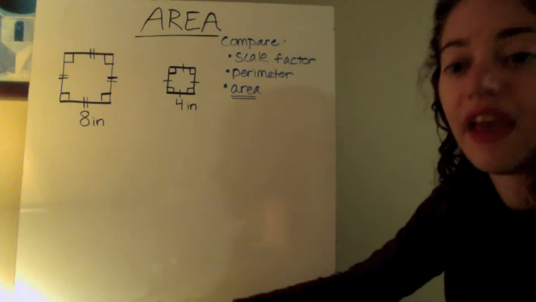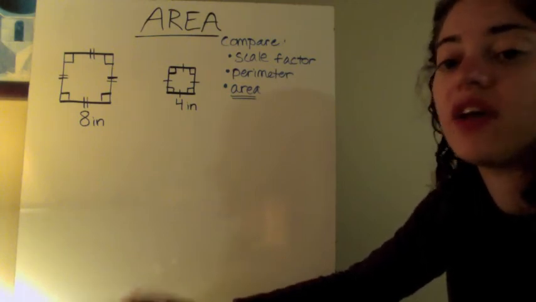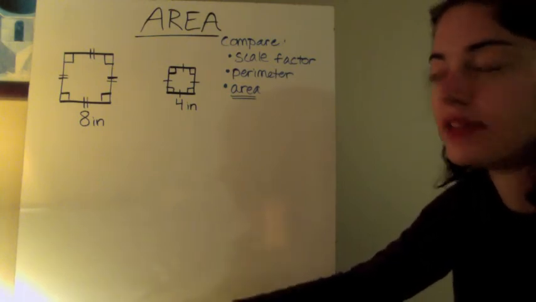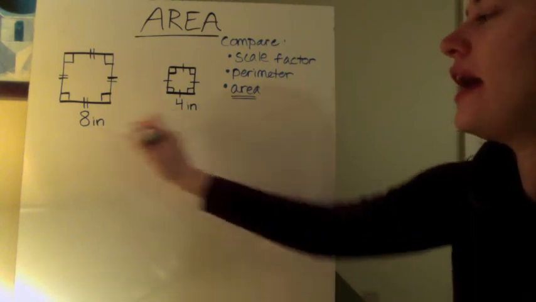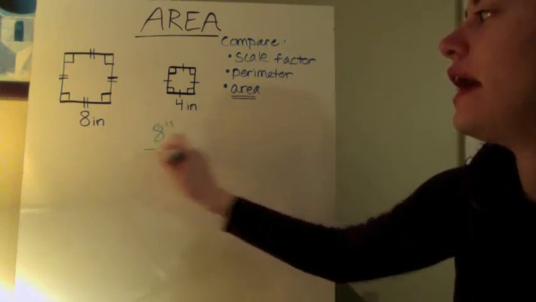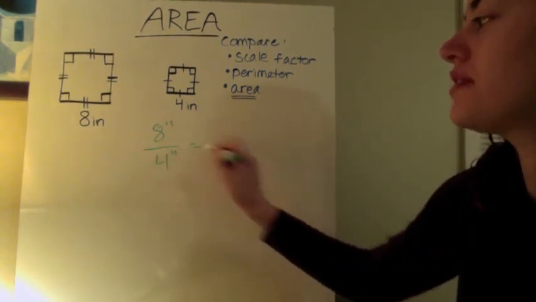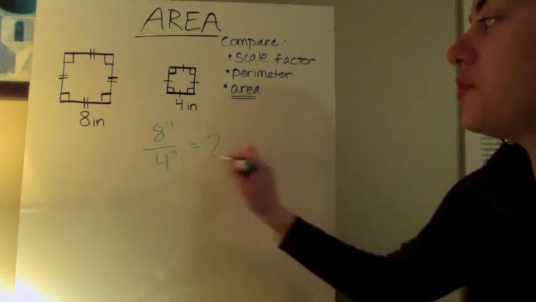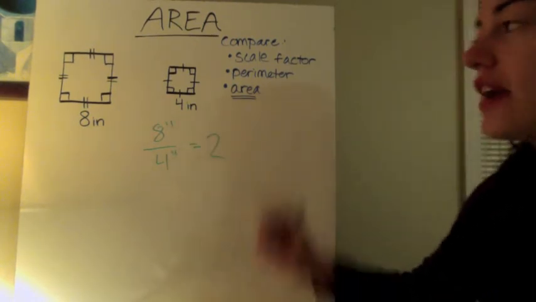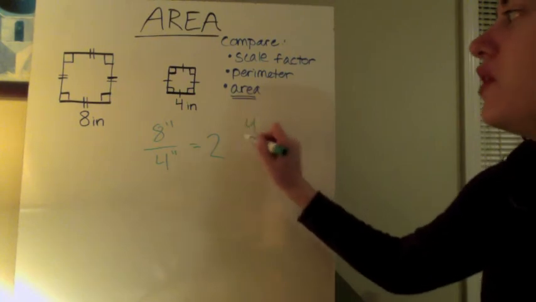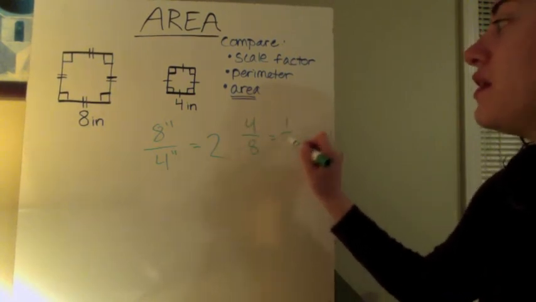To find my scale factor, all I have to do is find a set of corresponding sides. I got 8 inches, and I have 4 inches. So my scale factor, this would reduce to 2. Always, I have 2 scale factors. What if I put the 4 on top? 4 over 8 is 1/2.